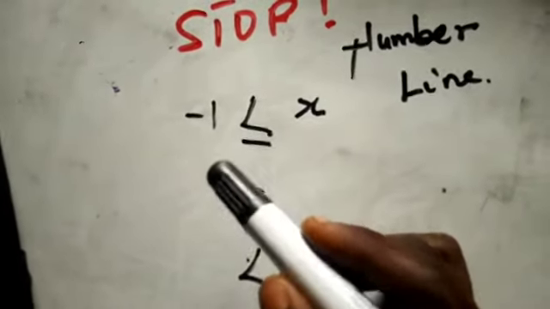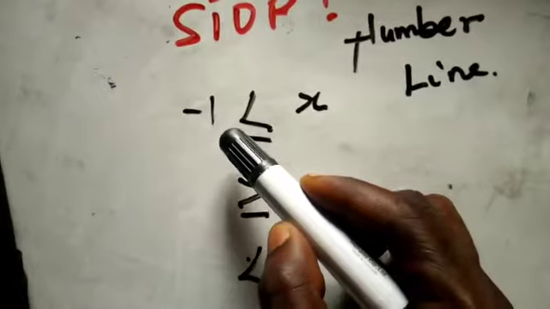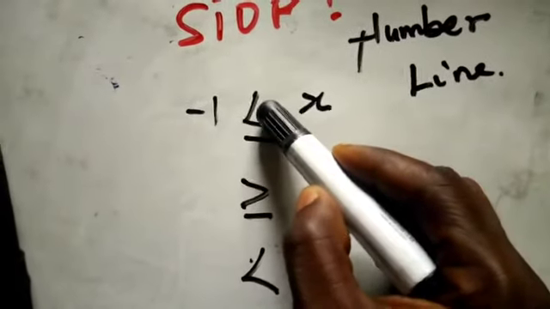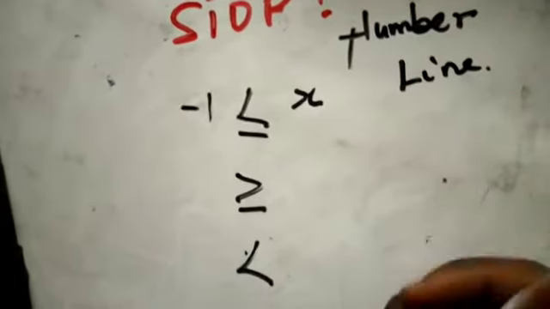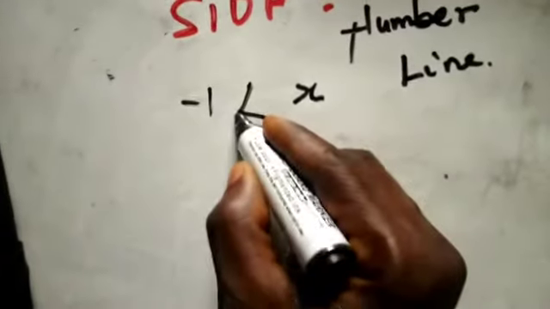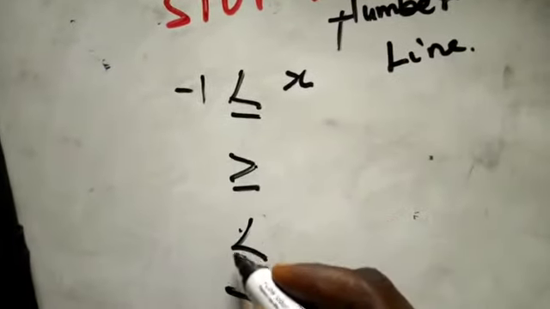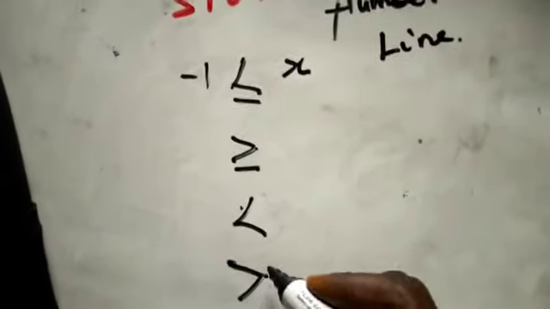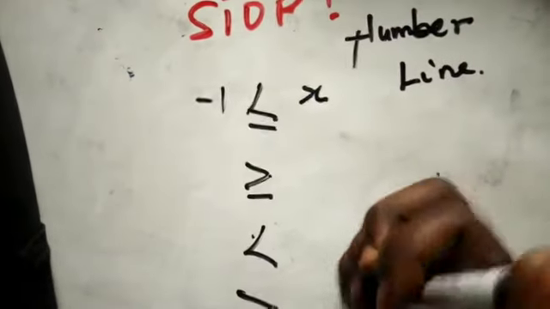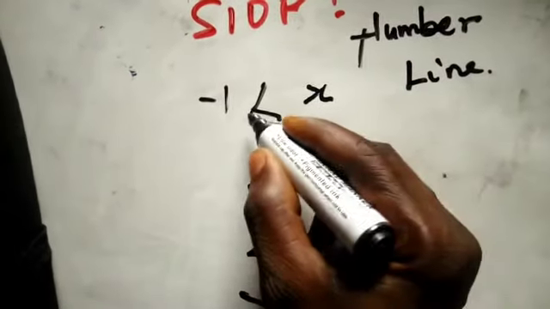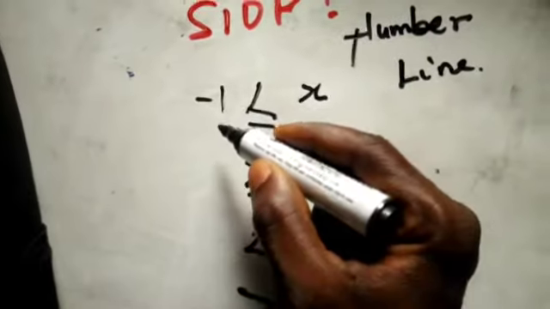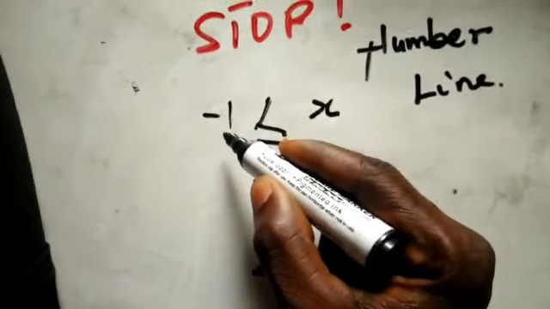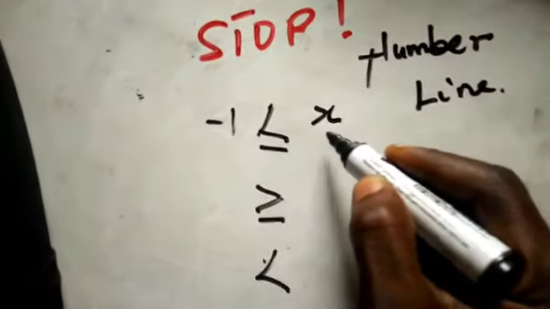So what I think is that when you are reading this, you should read it from the pointed side or the wider space over here. This is what I mean by the pointed side. So when you are reading from the pointed side, that is less than. So here, what this means is that -1 is less than or equal to x.